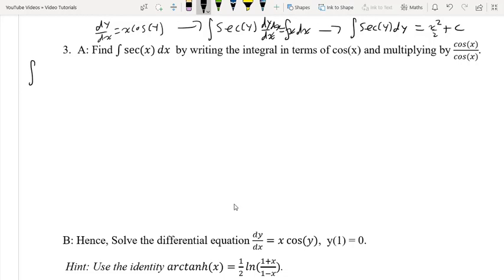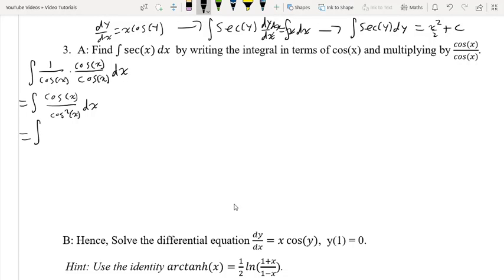We're going to get the integral of 1 over cos x, if we put it in terms of cos x, times cos x over cos x dx, and we're going to get, if we just expand this in now, the integral of cos x over cos squared x. And now we know that sine squared x plus cos squared x equals 1, so we can write this bottom part in terms of sine. We're going to get cos x over top of 1 minus sine squared x dx.